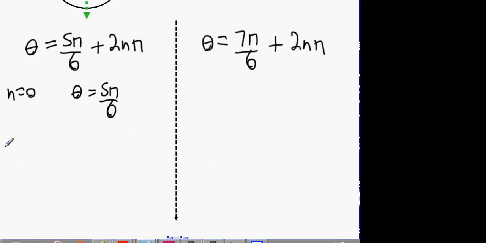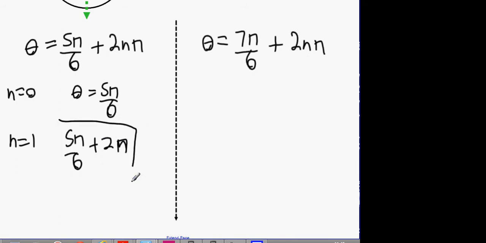Okay, if n equals 1, what's 5 pi over 6 plus 2 pi? It's too big, isn't it? So that's no good, because it'll be 5 pi over 6 plus 2 pi, because n equals 1, and we already know that this number has to be smaller than 2 pi, so it's not allowed.